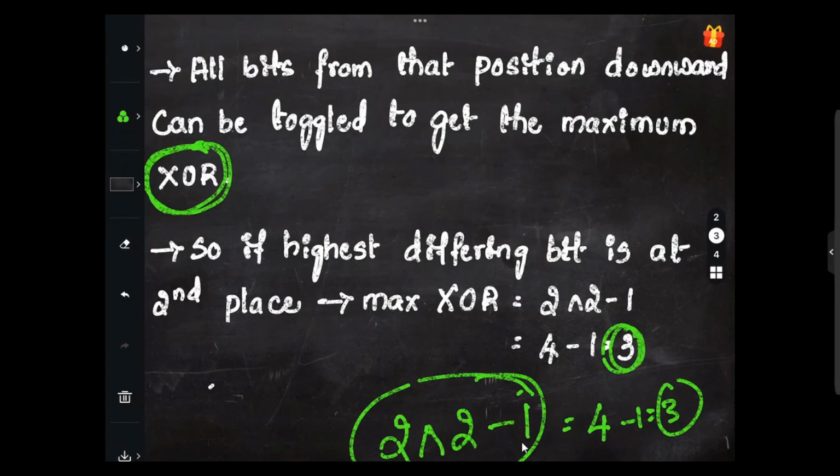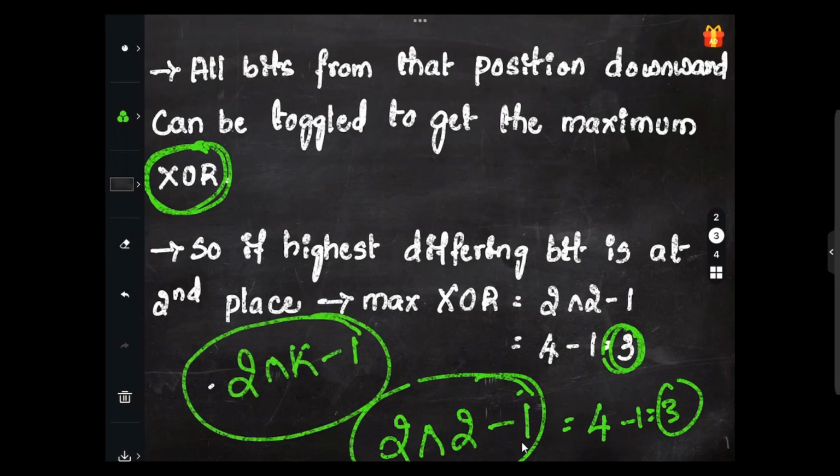Before going to the output part, what we are trying to generalize here is that the answer is always of the form 2 XOR k minus 1. Here I have considered directly 2, so if the highest differing bit is at the second place, I have considered this second place directly. You would have got confused, right? So here I'm telling accordingly with the question.